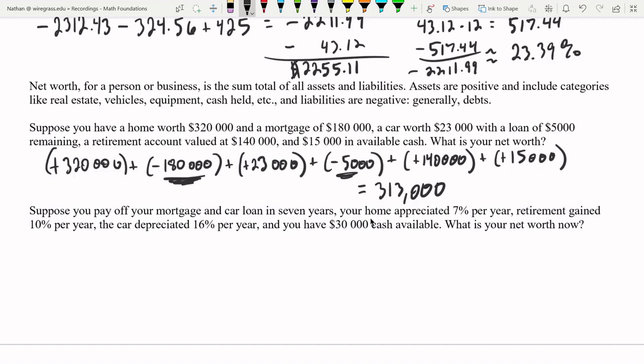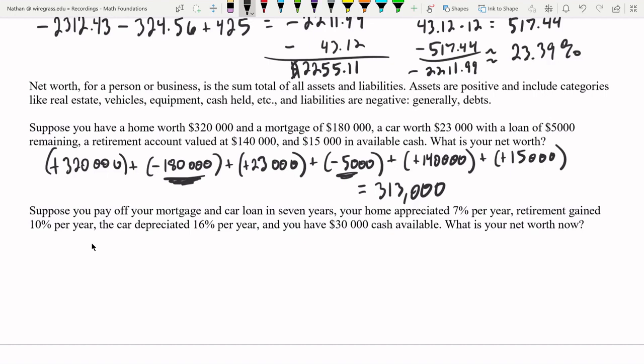Homes will always appreciate over a period of time. There's only very select times where they won't appreciate, but real estate tends to always appreciate. And if you look over a long period of time, it's about 7% per year. And we're assuming that the retirement gains 10% per year. It's not appreciation, it's actually growth. You can kind of think of it like appreciation. It works the same way mathematically, but it's like the growing of the stocks that you have in your retirement account.